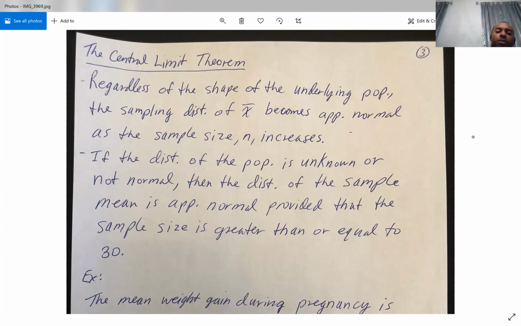If the distribution of the population is unknown or not normal, then the distribution of the sample mean is approximately normal, provided that the sample size is greater than or equal to 30. So if our sample size is greater than or equal to 30, we can assume that we're dealing with the normal distribution. And once again, that enables us to use our z-scores.